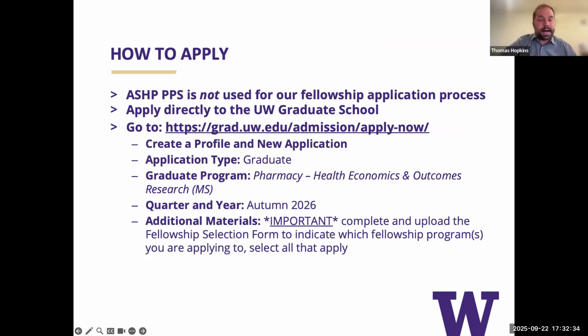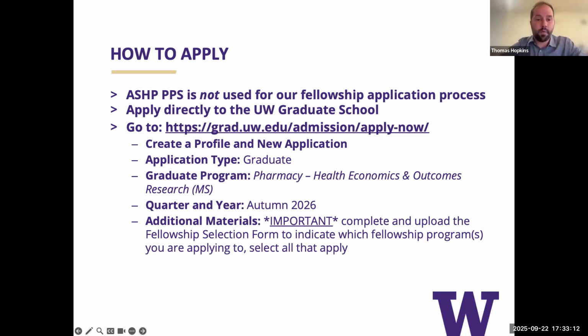So how to apply? The important note on this is that these fellowships do not go through the PPS system that I believe residencies still go through. This is completely separate. So you would apply individually to our fellowship application process through the UW Graduate School. There are instructions here about the link of where to go to apply and some important information. You would put in that the application type is graduate. And the program type, on the next slide, I'll show you exactly what they're asking for and give you a little bit of a visual.